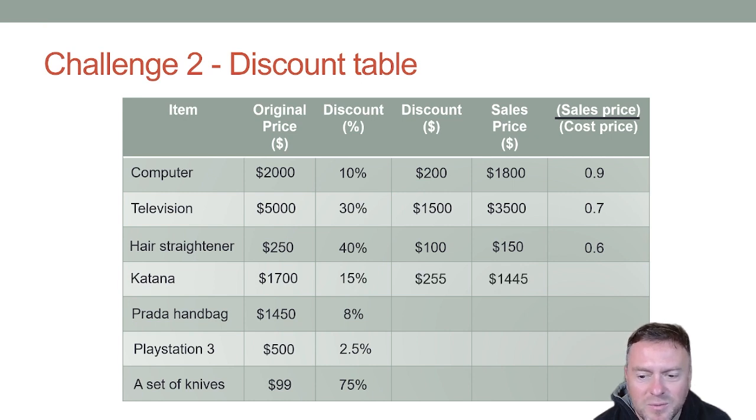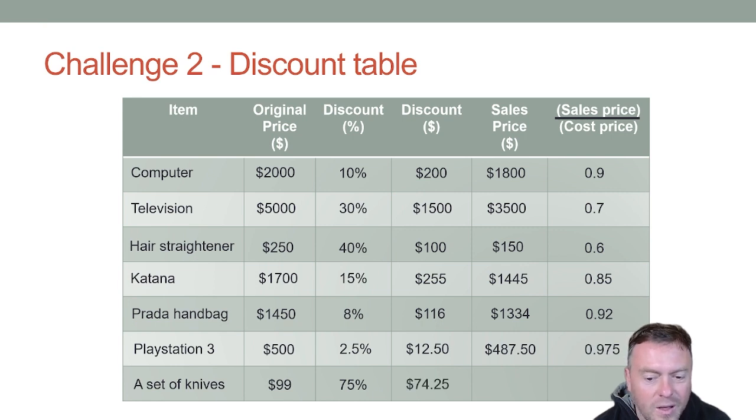255, 1,445, and then we get 85%. 116, we get $1,334, or 92%. We get $12.50, so $487.50, or 90.975. 74.25, which gives us 24.75, or 25%.